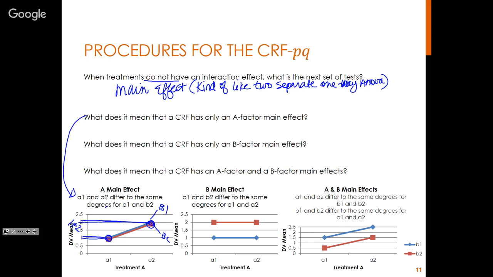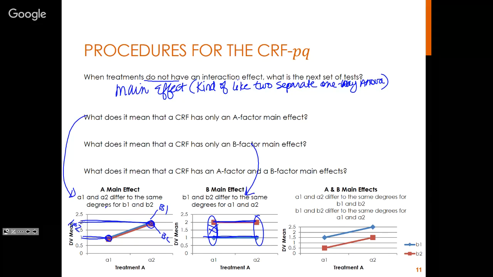Now, what does it mean that we have only a B main effect? So if I look at A1, is A1 different from A2? No. Nope, not at either level. And if we think about kind of averaging those, it would be the same across both. But do B1 and B2 differ from each other? Yeah, so here we see the not equal. So the A's don't change, but the B's do, and that implies the B main effect.